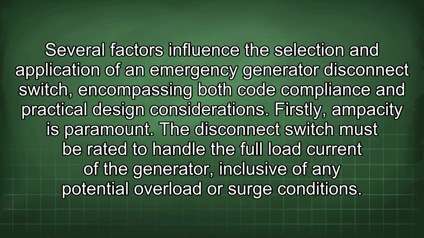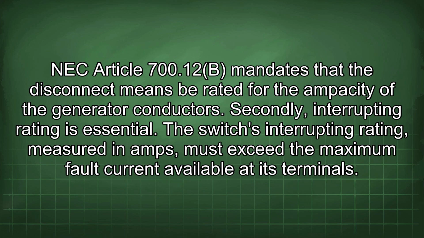Several factors influence the selection and application of an emergency generator disconnect switch, encompassing both code compliance and practical design considerations. Firstly, ampacity is paramount. The disconnect switch must be rated to handle the full load current of the generator, inclusive of any potential overload or surge conditions. NEC Article 700.12b mandates that the disconnect means be rated for the ampacity of the generator conductors.